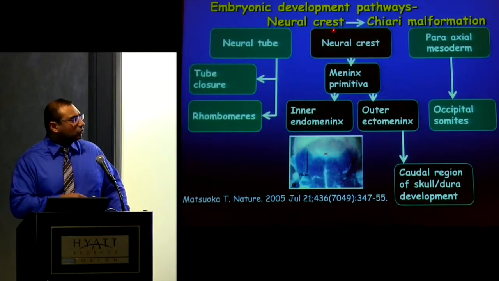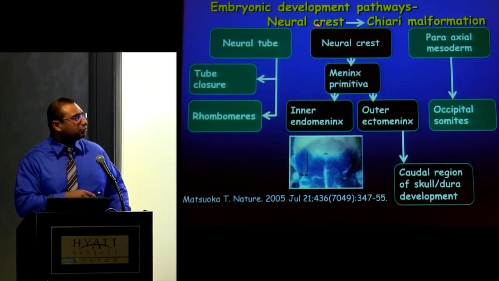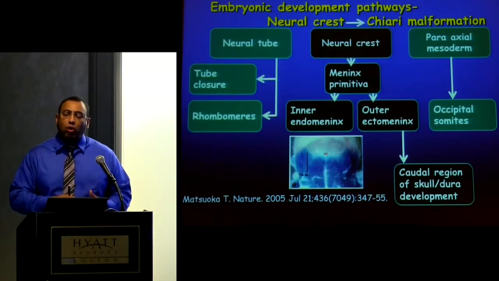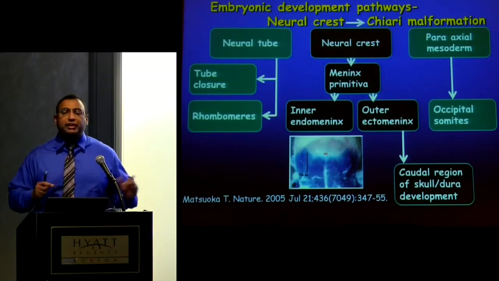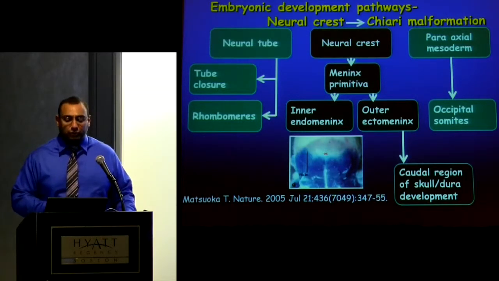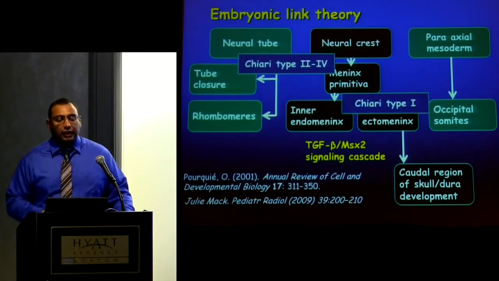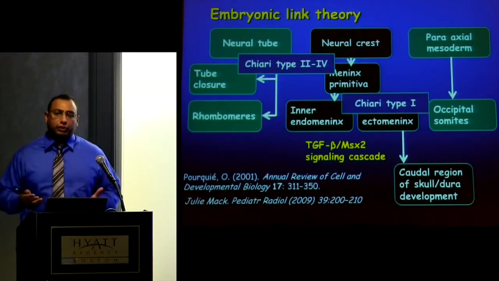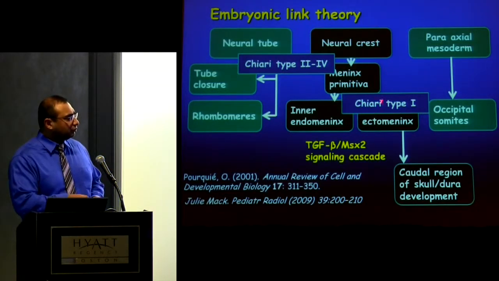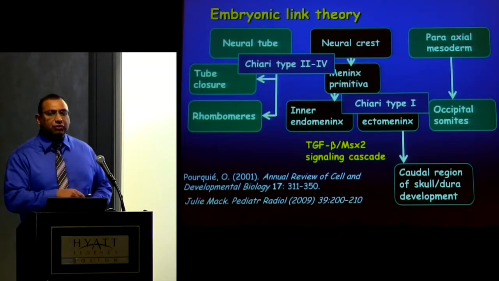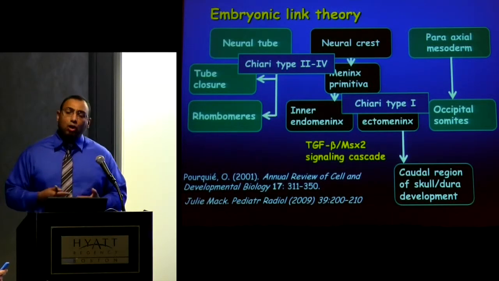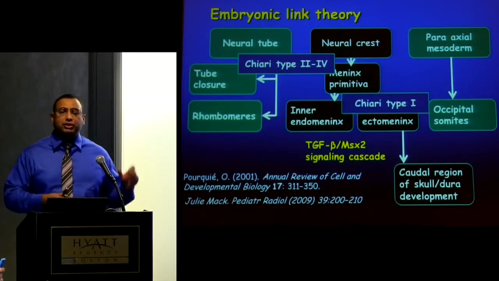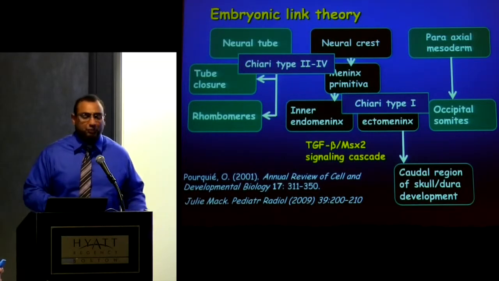And that, I think, would suggest that if there is an abnormality of the neural crest that leads to Chiari malformation, it is quite possible that the neural crest that forms the dura is also resulting in the venous anomalies that we just talked about a few minutes ago. And that brings us to the embryonic link theory, where depending on where the neural crest is affected, you may see the manifestations of Chiari malformation, but also the venous anomalies that we just talked about.